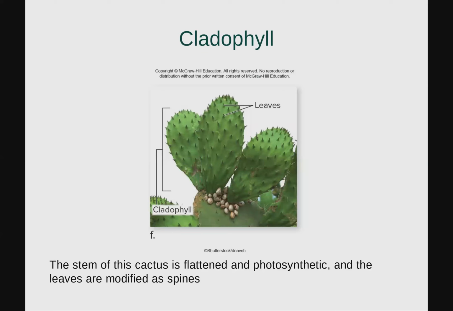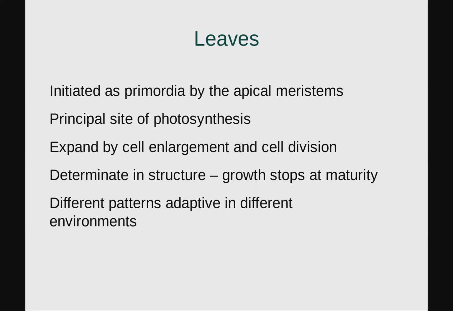Then we have cladophylls, which are essentially what we see for cacti. In this case, we have the stem of the cacti. It's flattened and it's photosynthetic, but the leaves have been modified with spines to essentially give them not only photosynthetic capacity, but also a level of protective capacity as well. So that's our cacti, cladophylls.